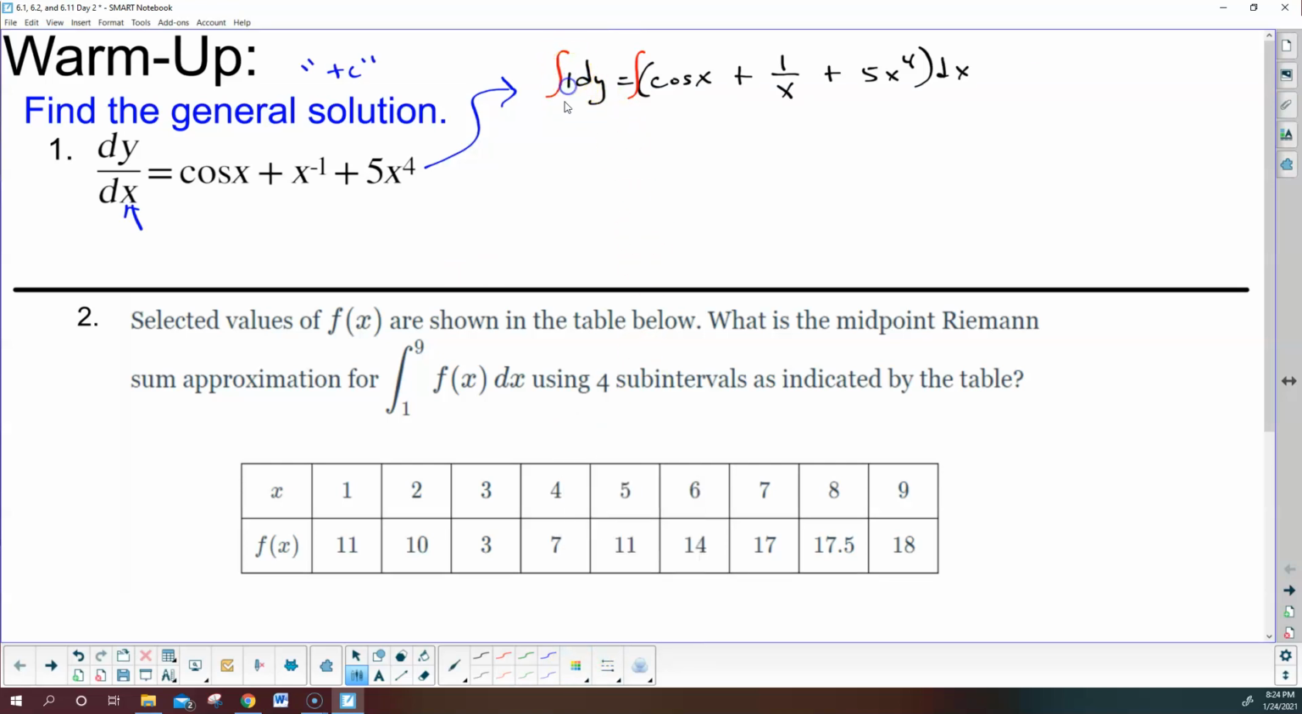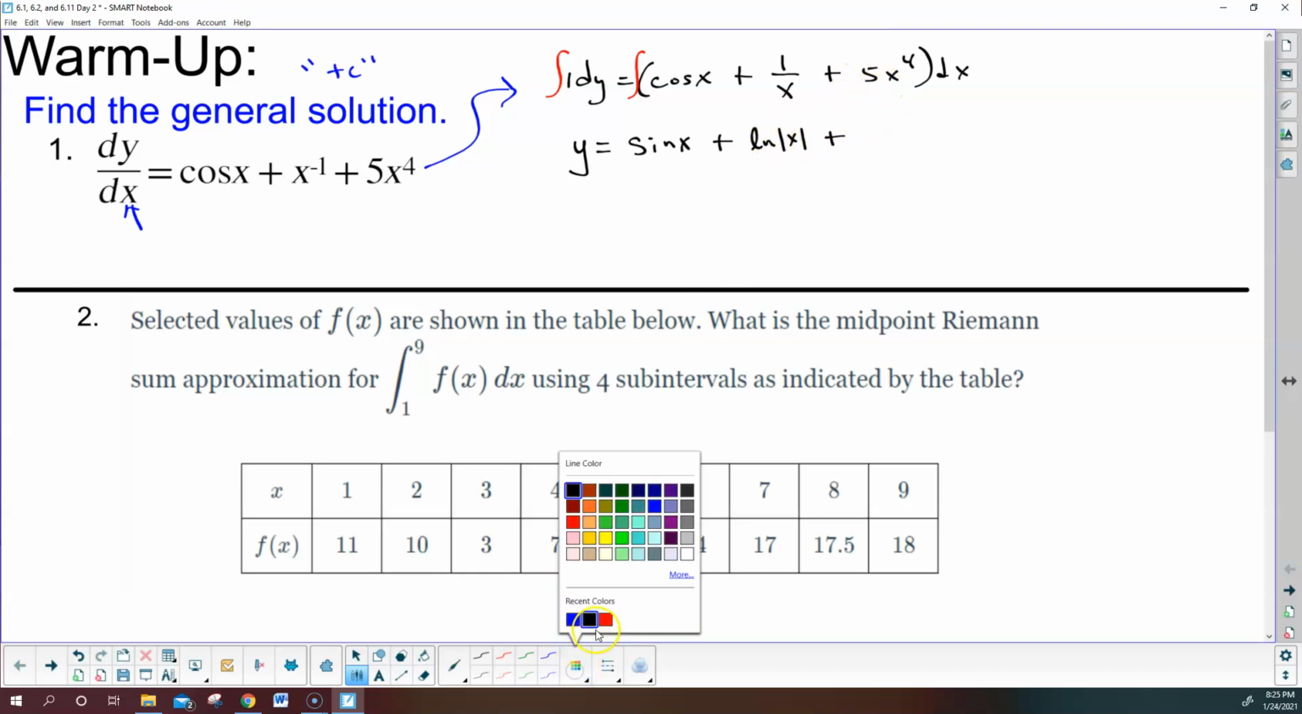But remember, you can always sneak a 1 here. So I want to find the antiderivative of 1 with respect to y. So whose derivative gives me 1? It's y. And then I'm going along the line. Now I'm doing it with respect to x. So whose derivative gives me cosine? That's sine of x. Whose derivative gives me 1 over x? That is the natural log of x. And we put the absolute values there. We'll talk about that a little bit later in this idea, as we start developing more antiderivatives.